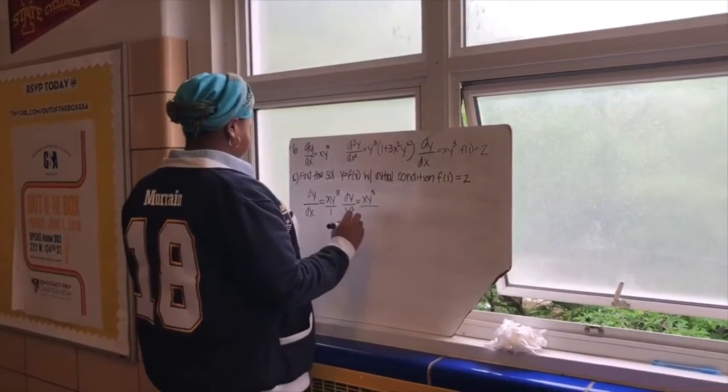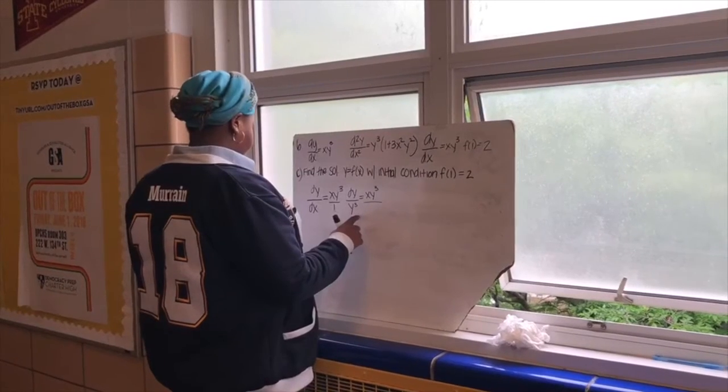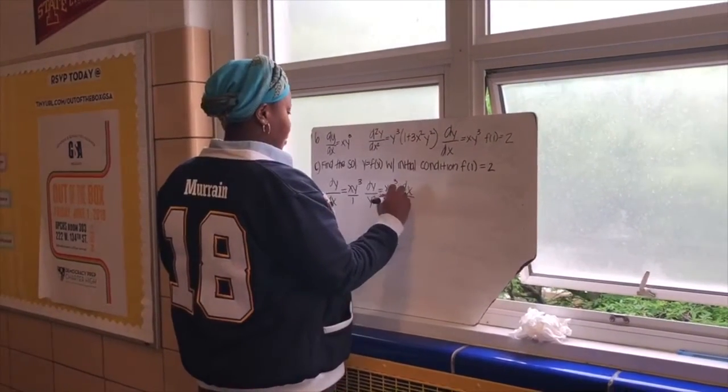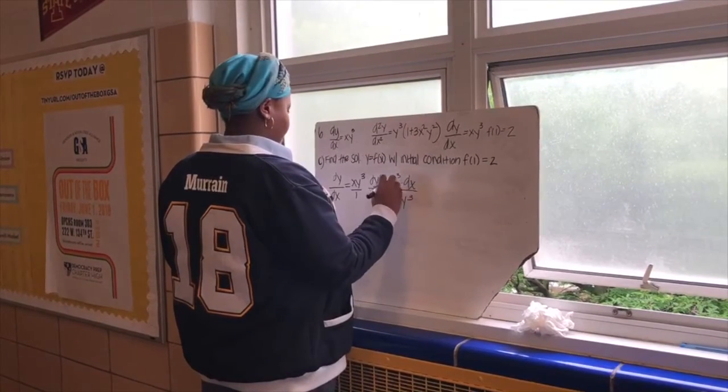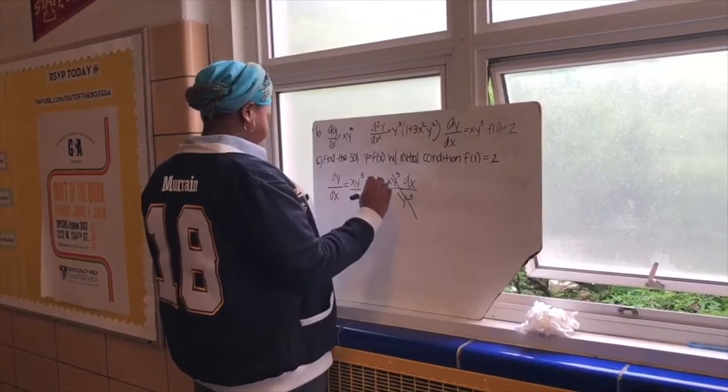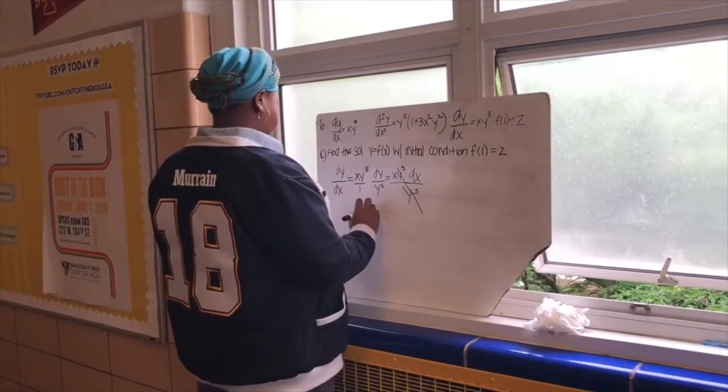So when you do that, it cancels out and you get y to the third dy equals x dx. So basically with this, you're just trying to get the x's on one side and the y's on the other. So now you have to integrate both sides.